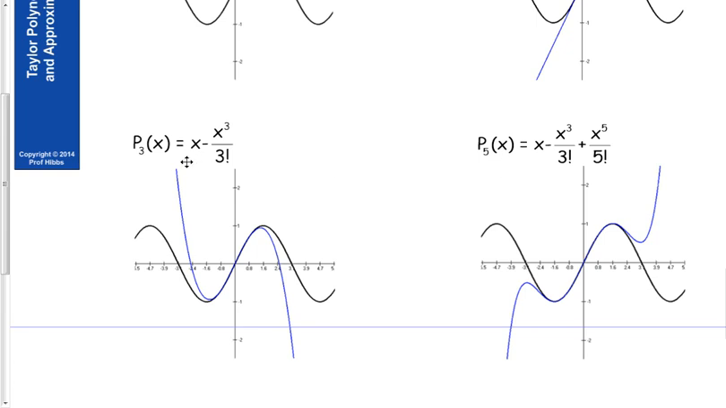And notice as we increase the order of our Taylor polynomial, the number of terms increases, but in addition, we have matching terms.